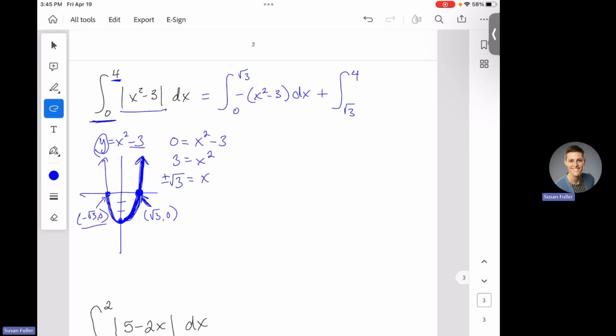And in here, my x squared minus 3 y values are already positive. So I'm just going to take x squared minus 3 as is times dx, and I will end up with positive area.